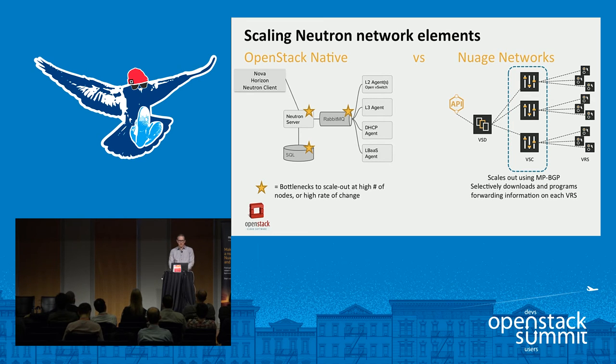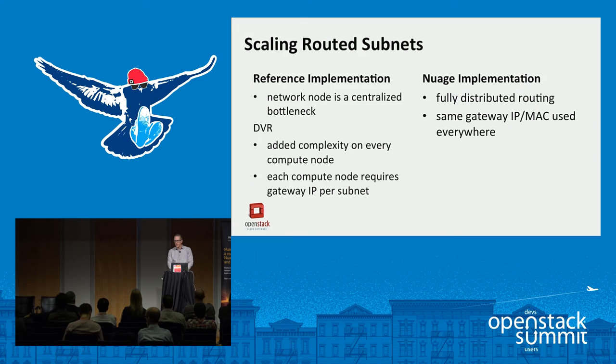Looking at some of the specific Neutron scale elements that China Mobile encountered, we've got, first of all, the scaling of routed subnets. In the reference implementation, we've got two choices. We can use a centralized network node or a series of centralized network nodes, or we can use DVR. In the centralized case, you're dealing with a centralized bottleneck where all traffic between subnets needs to go up to the network node and back down. All traffic needing to exit needs to go up to the network node and out.